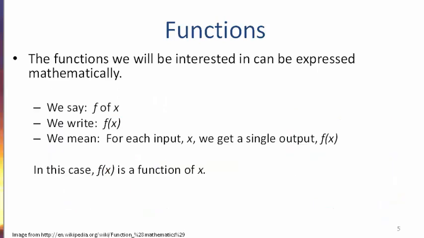The functions we're going to be interested in can usually be expressed mathematically. The words we say, as we've been saying all along, are f of x. What do we write? We write it like this. And what do we mean? We mean for each input x, we get a single output, and we call that f of x. In this case, f of x is a function of x. x is the independent variable, f of x is the dependent variable.